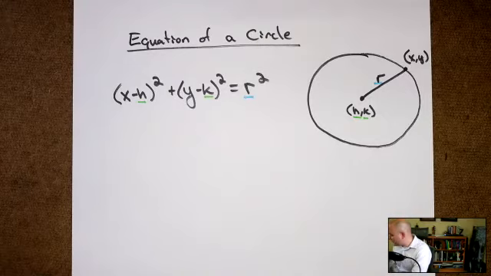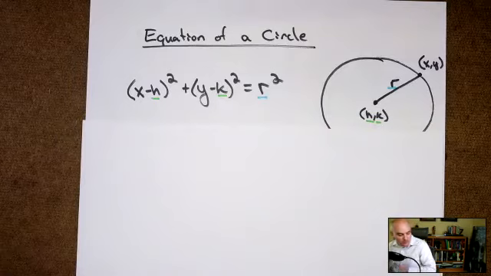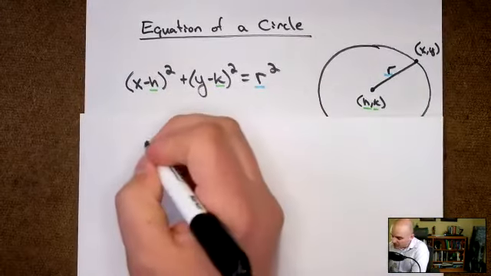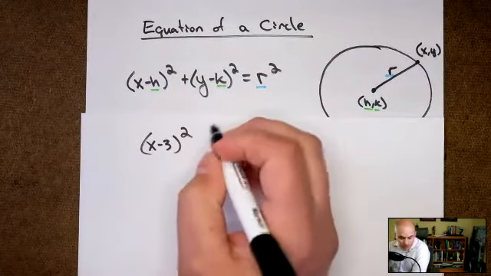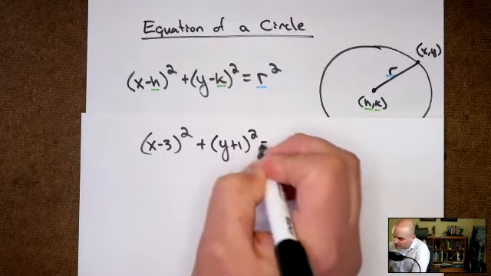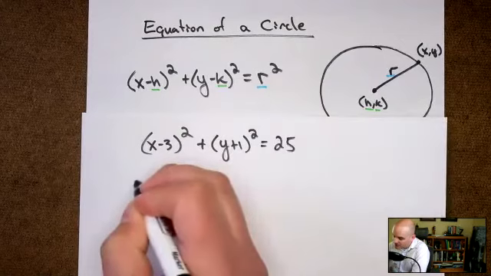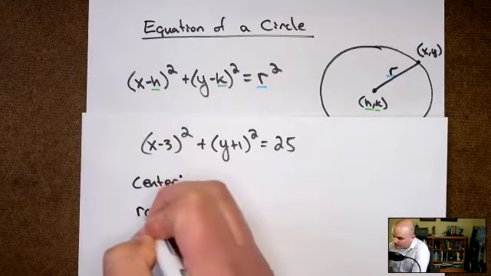problems today. So the first thing I want to give you is just the equation of a circle, and I want you to tell me what the center is and what the radius is. So I've got (x minus 3) quantity squared plus (y plus 1) squared is equal to 25. So I want you to list its center and its radius.